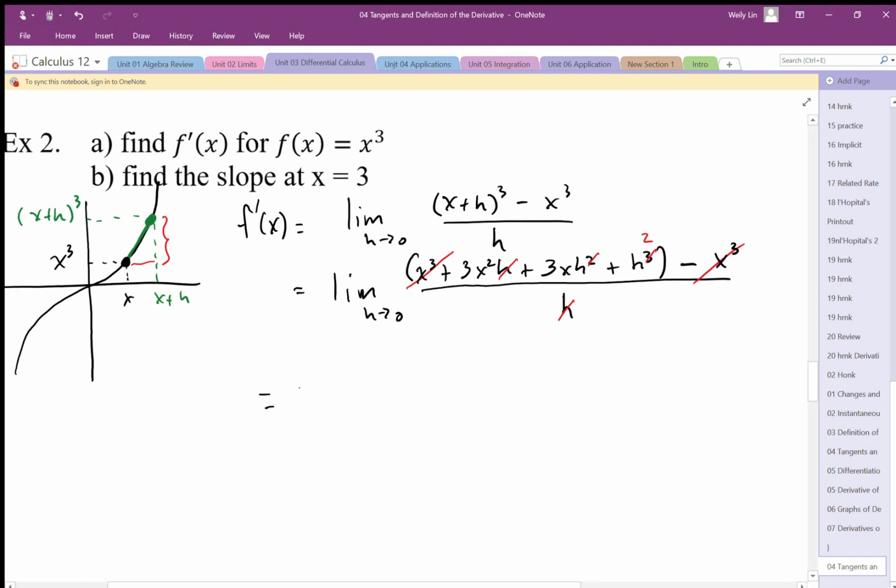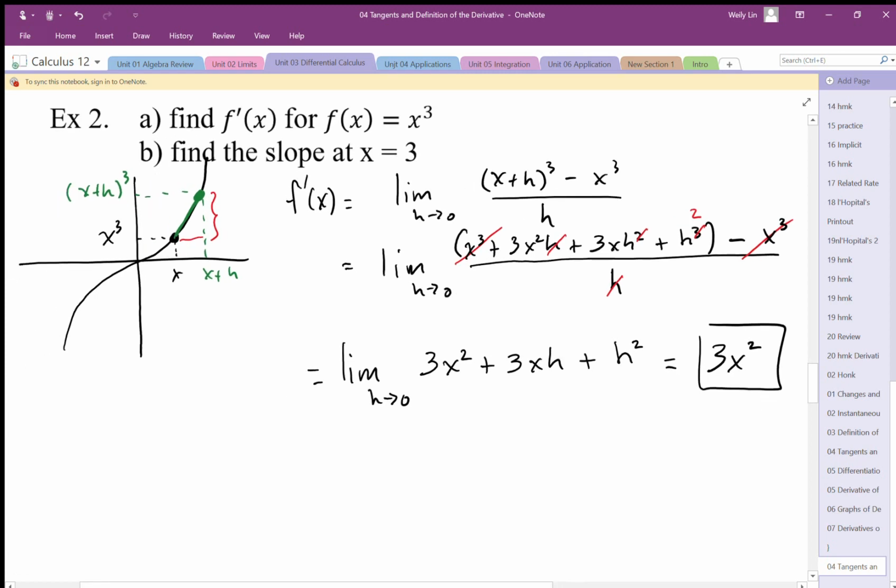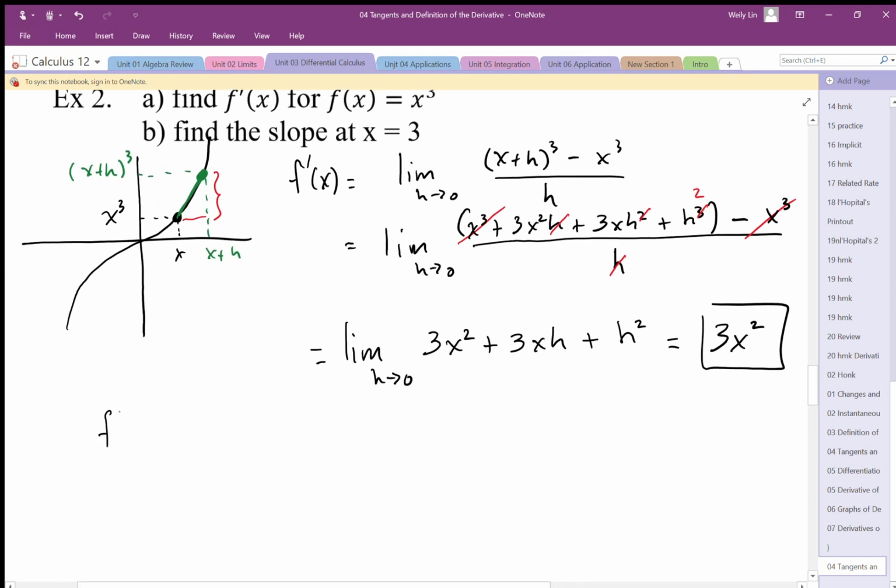So then, writing this out, limit as h goes to 0. Again, it's important to keep track of your terms, but I end up with 3x squared plus 3xh plus h squared. Okay, and then I can plug in my h is 0, and I get 3x squared. Okay, so there it is. So the derivative function, f prime x, is equal to 3x squared.